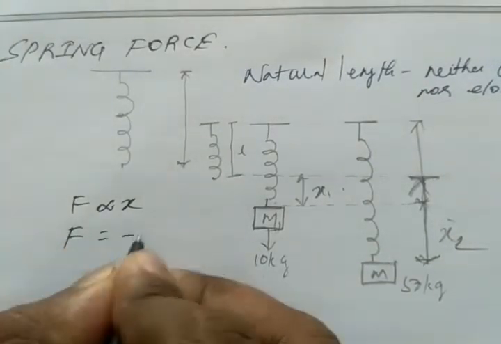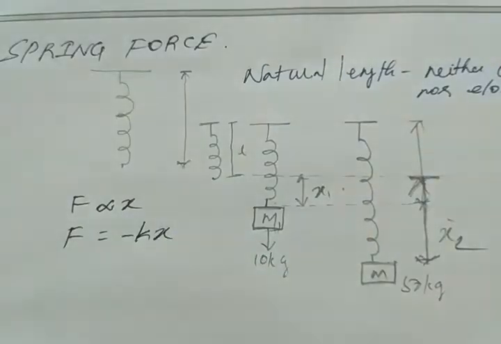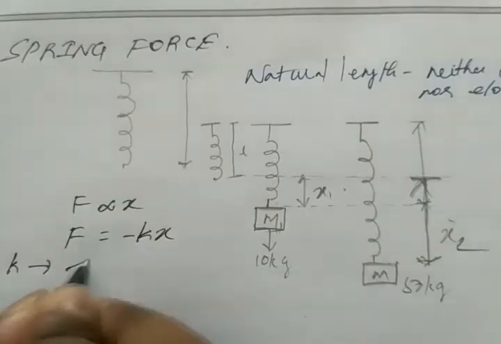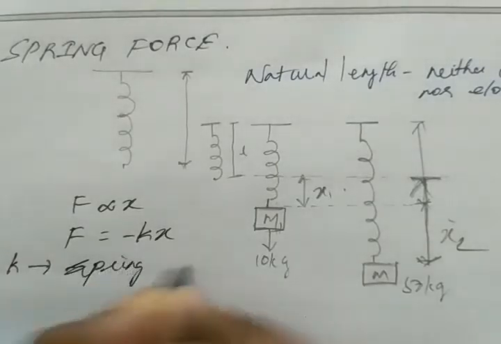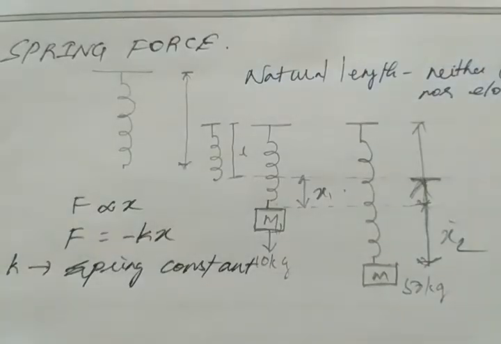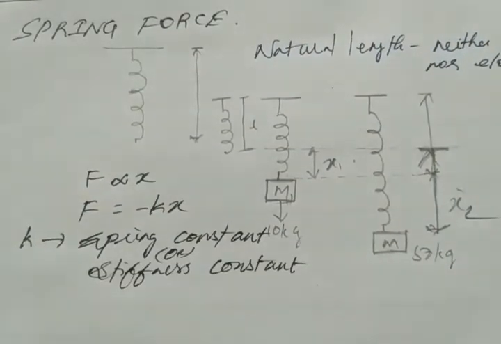That constant is minus K. So what is K here? K means spring constant or stiffness constant, which is based on the thickness of the spring.